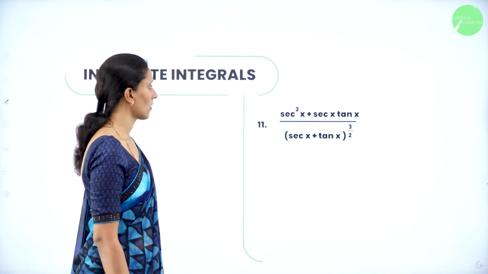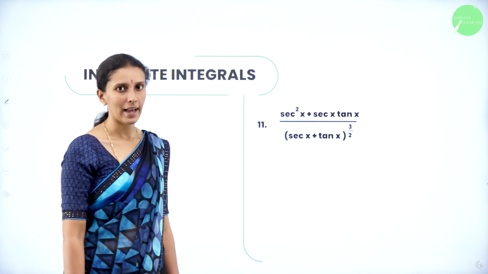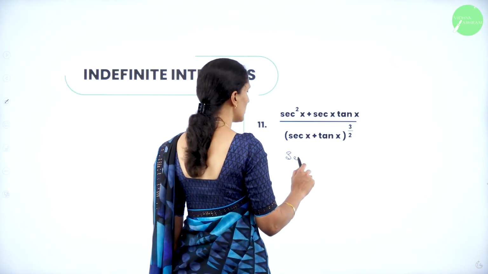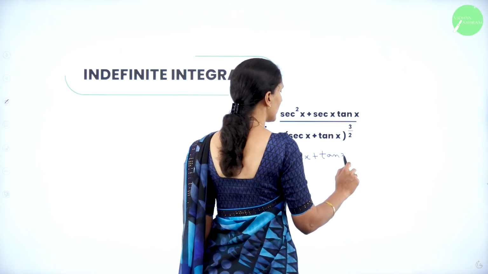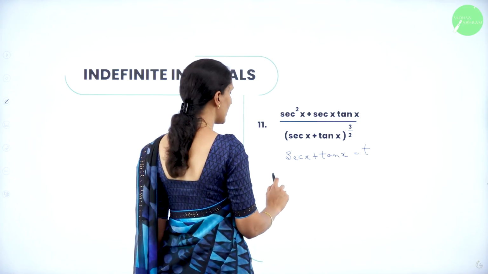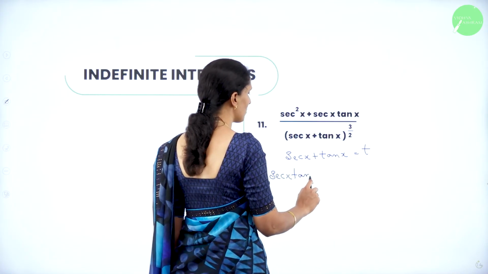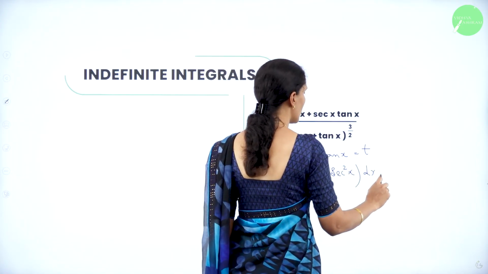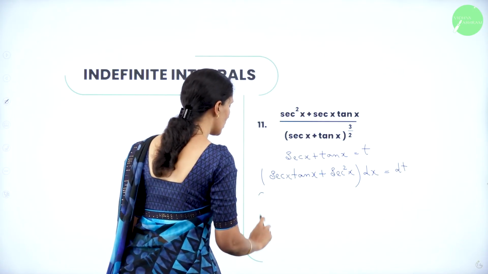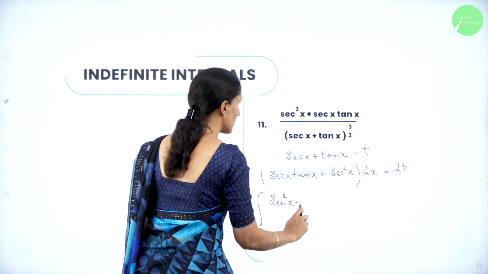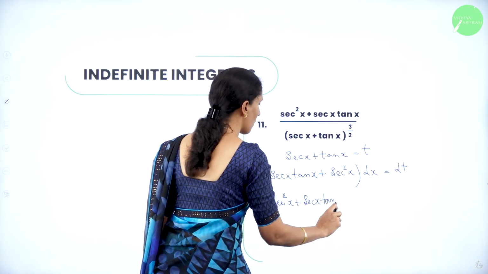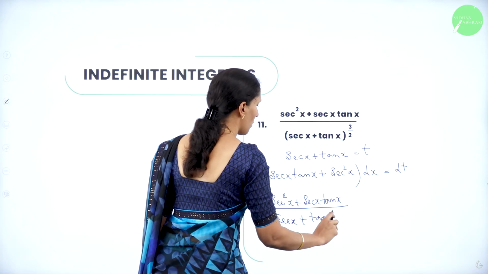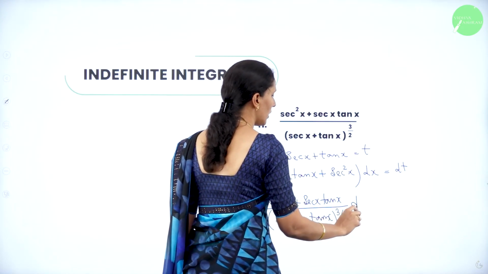Next question. Integral of secant square x plus secant x tan x, divided by secant x plus tan x whole to the power 3 by 2, into dx. Let us take secant x plus tan x is equal to t. Derive. Derivative of secant x is secant x tan x, and of tan x is secant square x, so secant square x plus secant x tan x into dx is equal to dt.